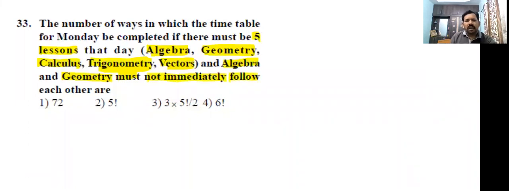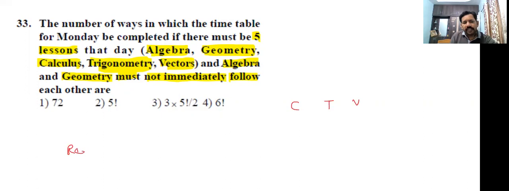That means algebra and geometry, we can't teach in side by side periods. So the condition is on algebra and geometry. First, we can arrange the remaining chapters. Remaining chapters means what are they? Calculus, trigonometry, vectors. First, I am going to arrange these three chapters: calculus, trigonometry, vectors.